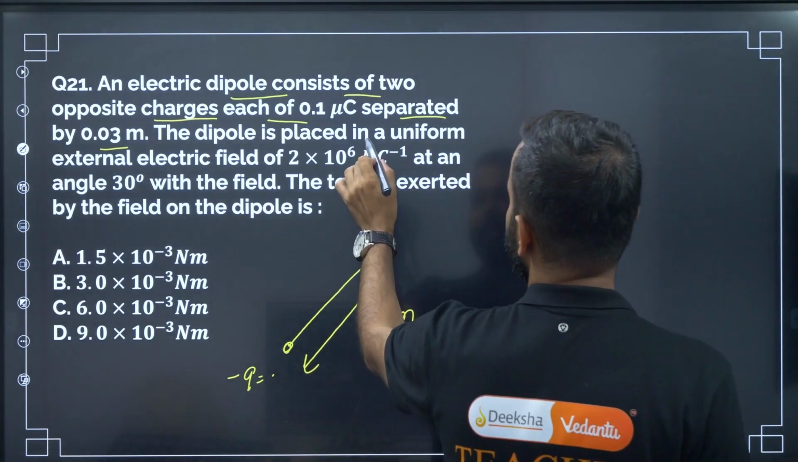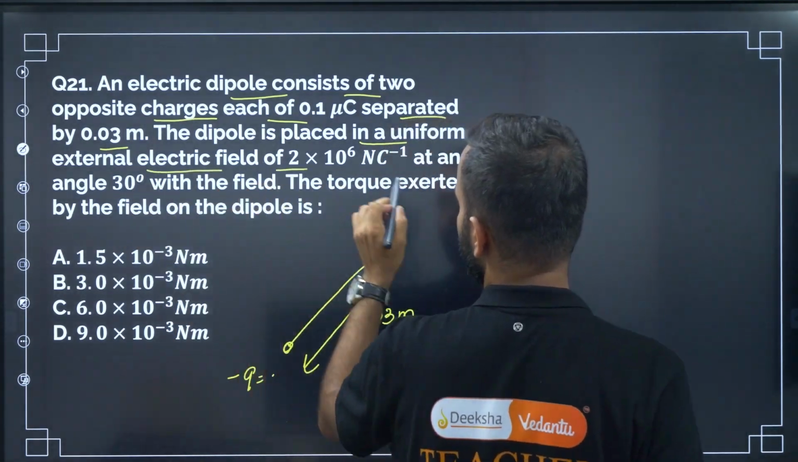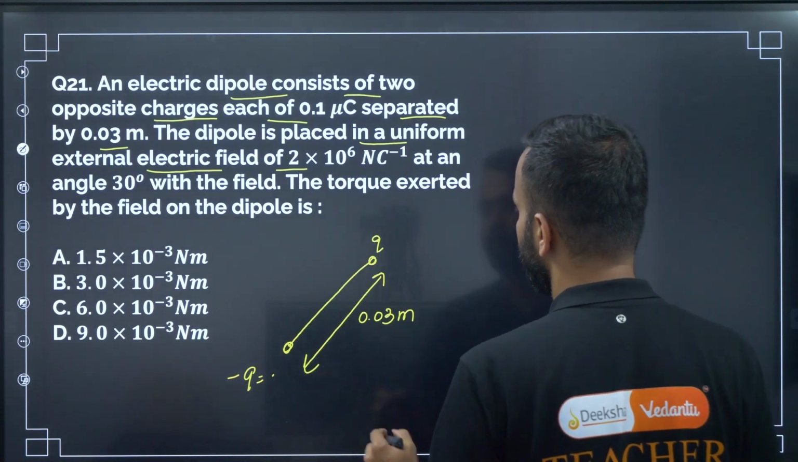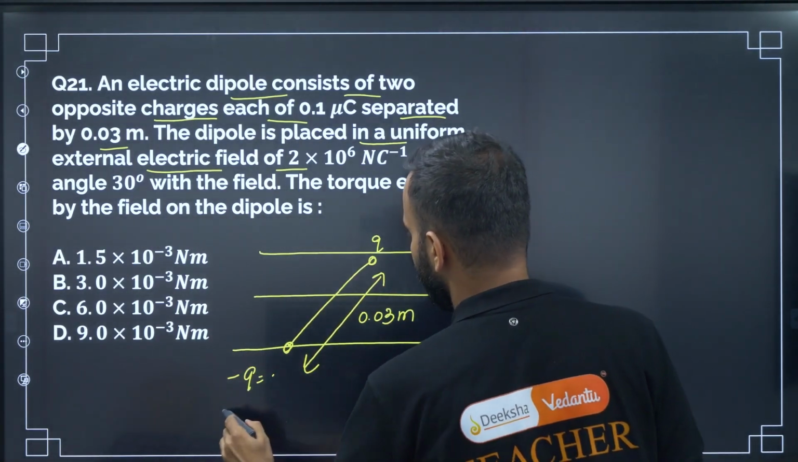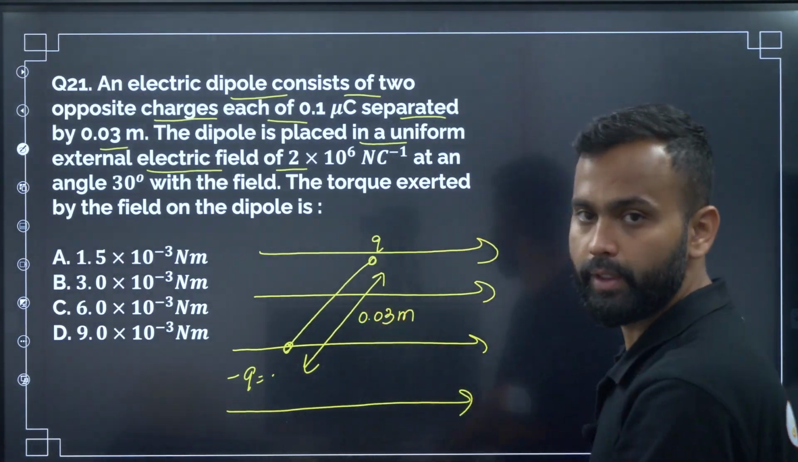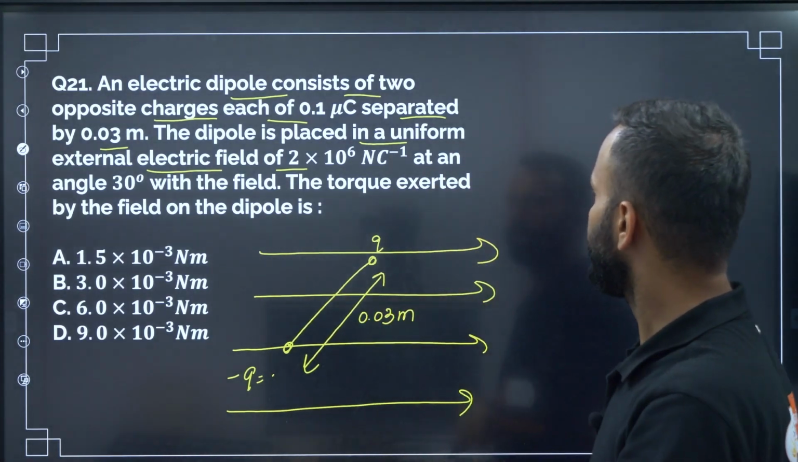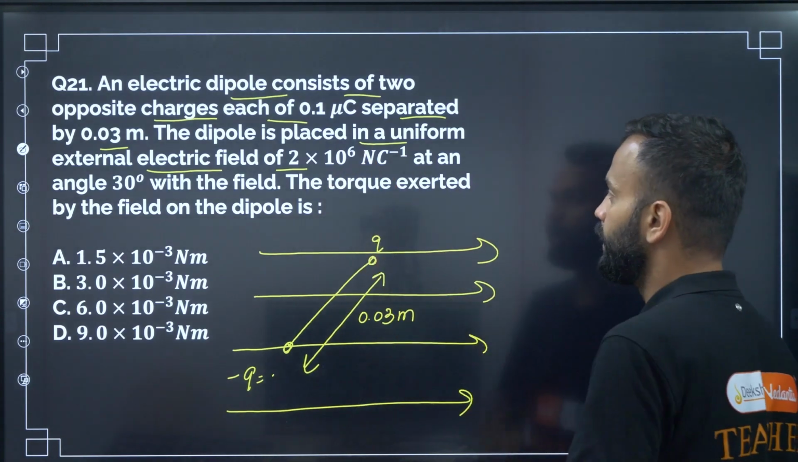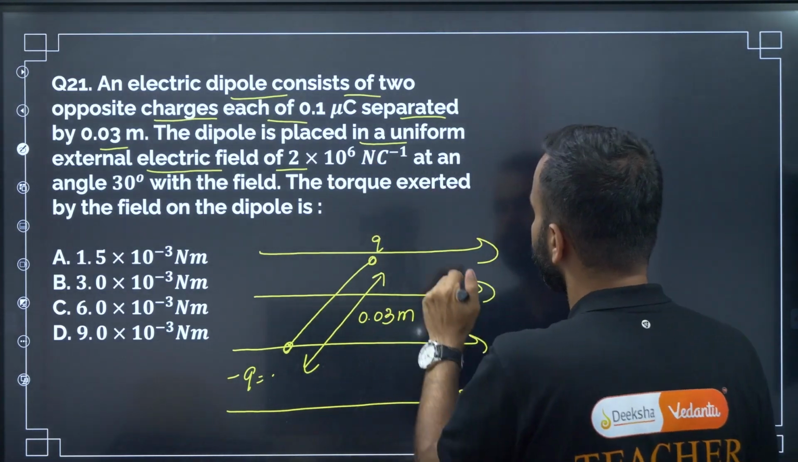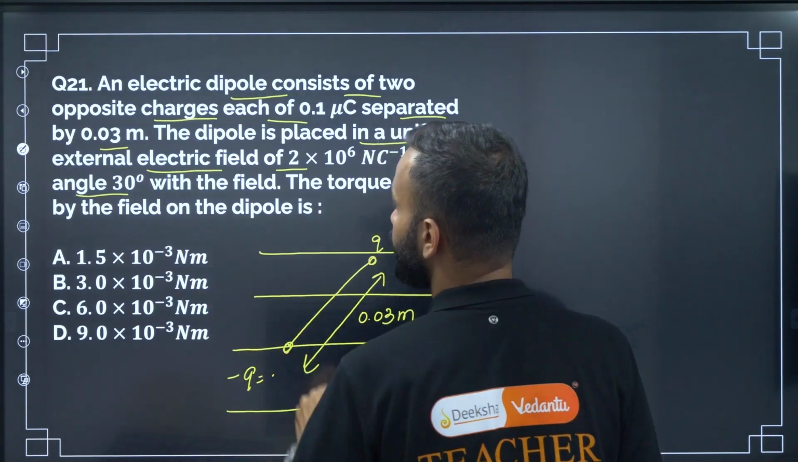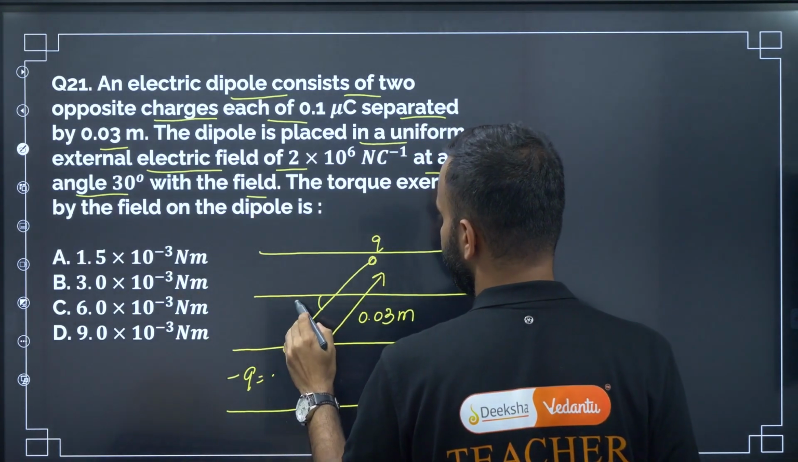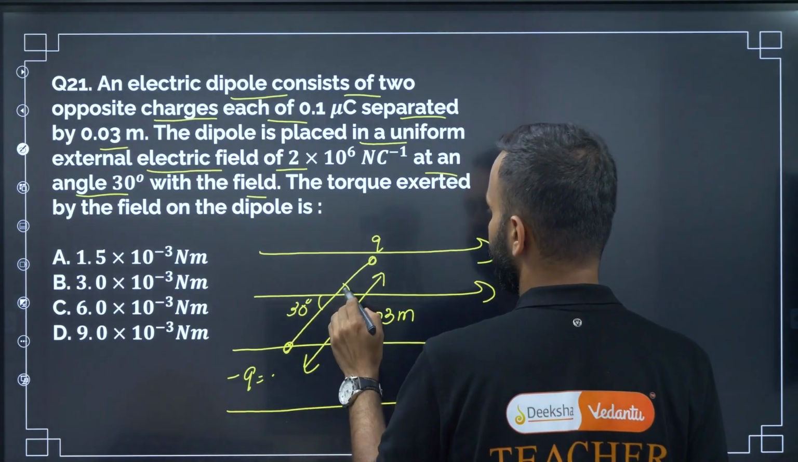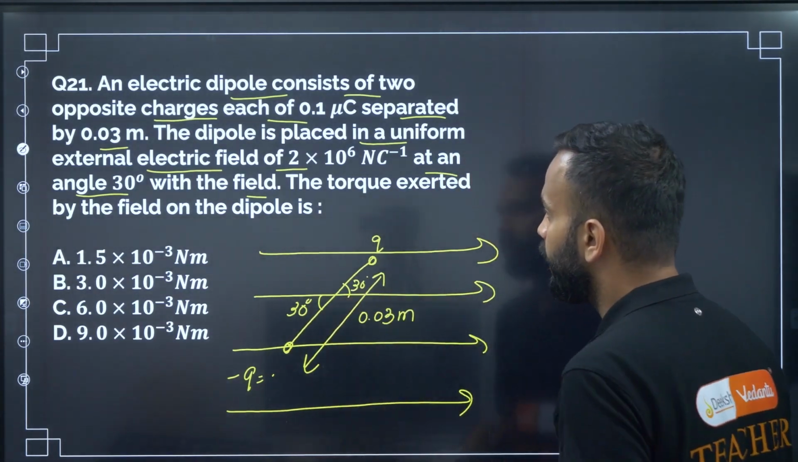The dipole is placed in a uniform electric field of 2 × 10^6 N/C. So this is the direction of the electric field. Now we have placed this dipole in a uniform electric field. The value of the electric field is given as 2 × 10^6 N/C, at an angle of 30 degrees with the field.